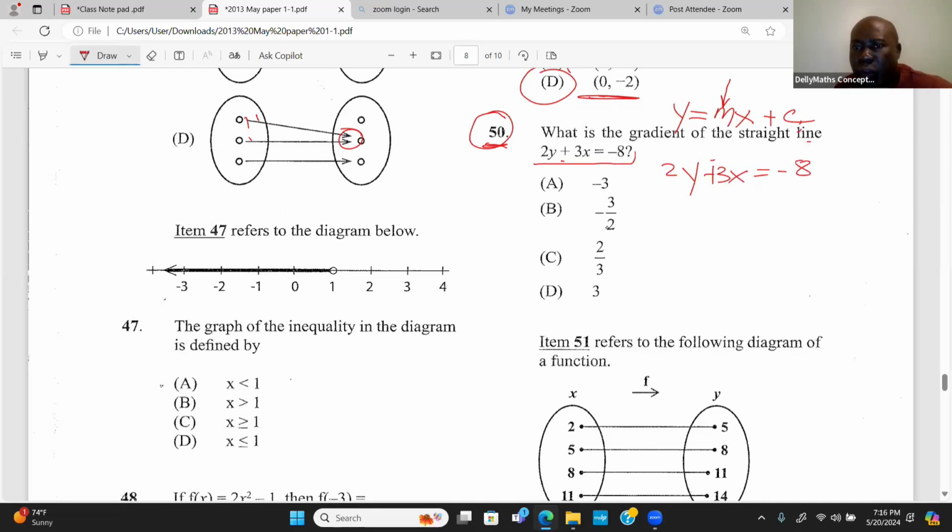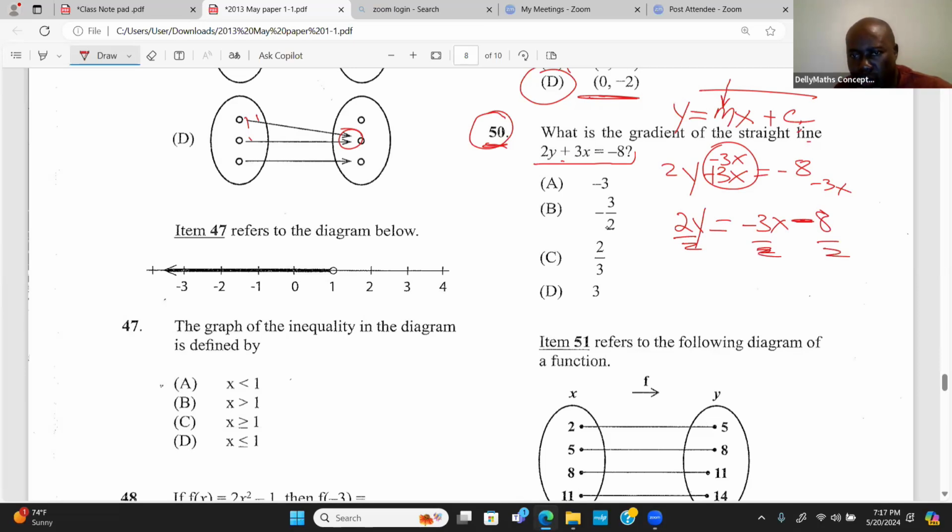So first move, get rid of this, all of it at one time, take it away. So it's gone. So you have 2y here, minus 3x. I'm putting the x part first and the minus 8. I'm setting it up like this. Almost done. I'm going to divide by 2.